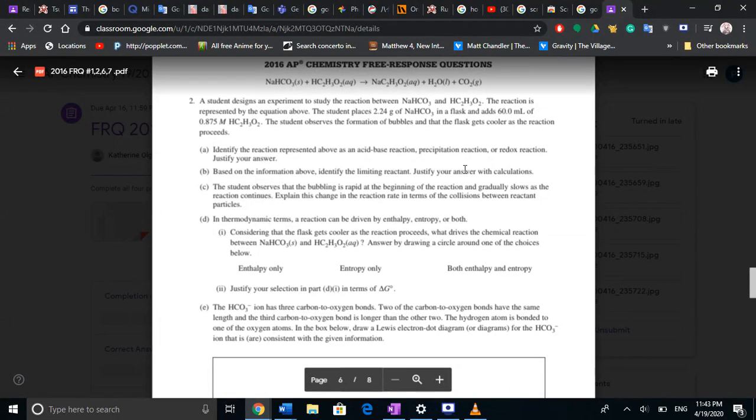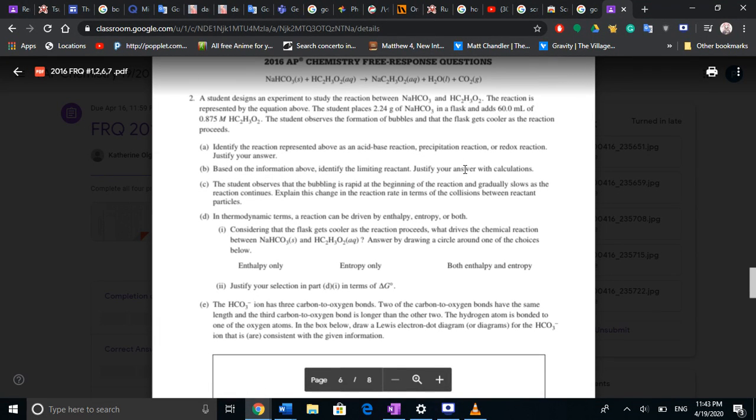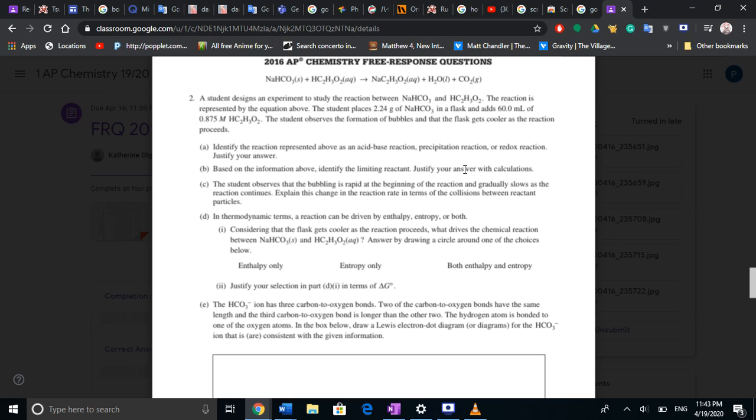So on to question 2. Here we have a student studying the reaction between sodium bicarbonate, NaHCO3, and HC2H3O2. Then we are given this reaction. They give us the amount in grams and the volume of the other aqueous solution. The student observed bubbles, and the flask gets cooler as the reaction proceeds. So we know that an actual chemical reaction is taking place.